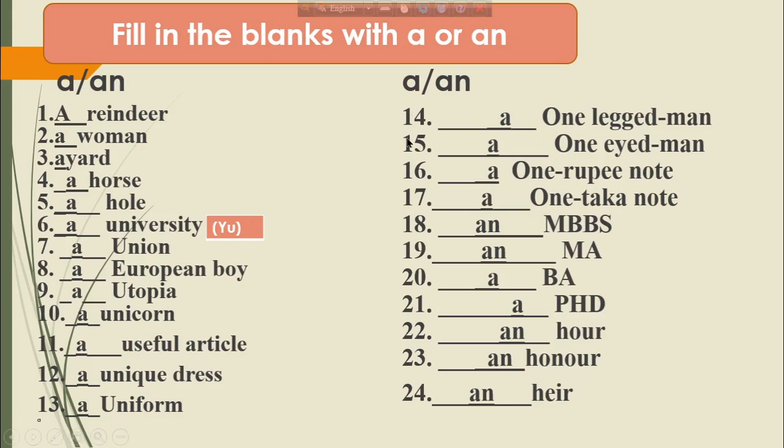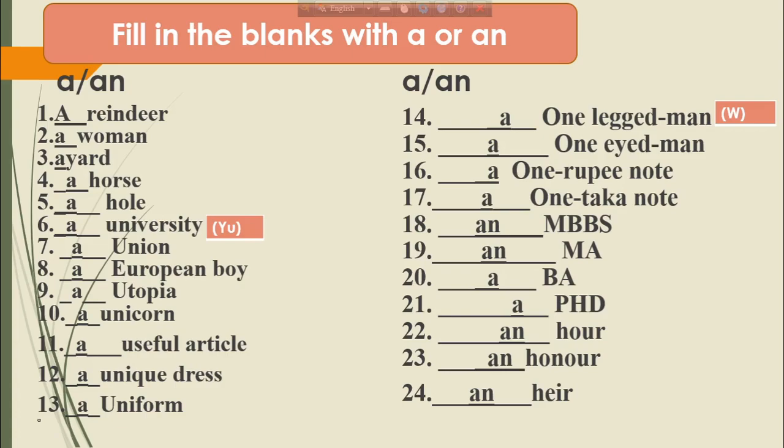So, dear students, look at these examples, number 14, 15, 16 and 17. Here we have some words that start with the letter o, but the starting sound of this letter is not o, we say one, a w sound, which is a consonant sound. So we use a before these words. We say a one-legged man, a one-eyed man, a one-rupee note, a one-taka note, and so on.